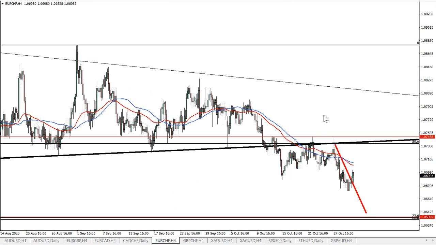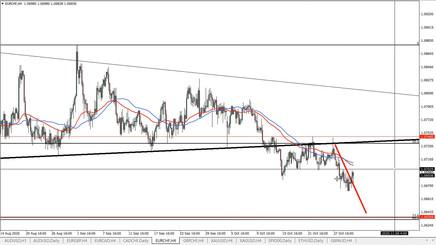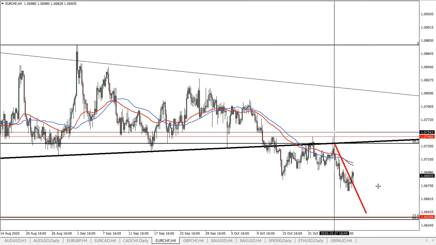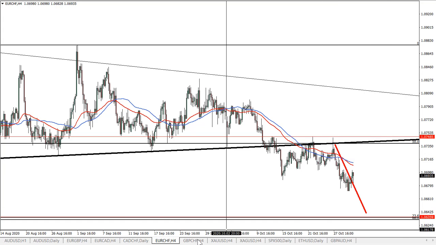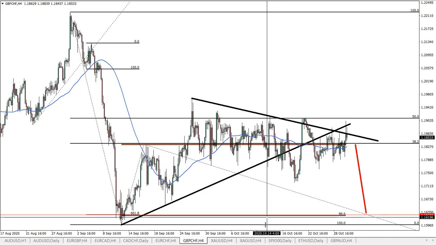Euro Swiss franc, same, still valid, still waiting for the downside move, although maybe there will be a correction, maybe there will be consolidation, maybe it takes time for the price to get there, but still valid and still expecting the downside move. Pound Swiss franc, we just spoke about spiking, but yet all valid.